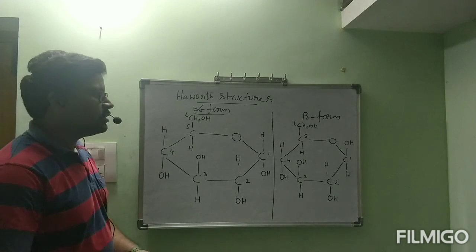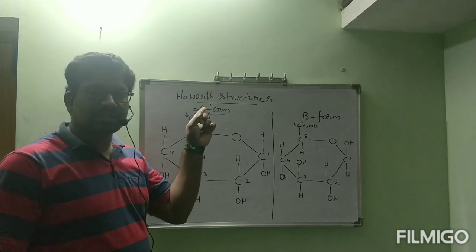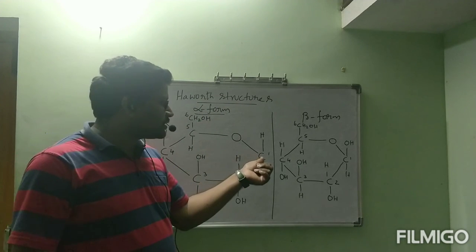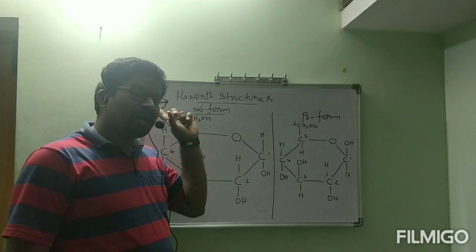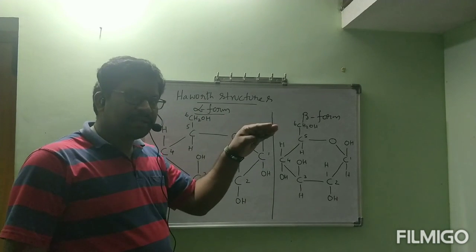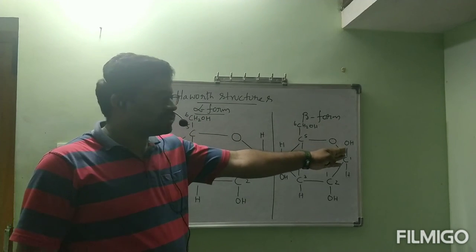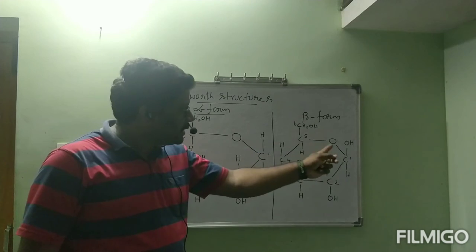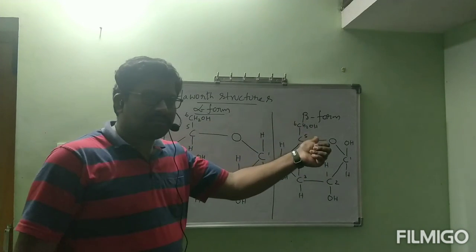Where is the difference here? This is alpha form, this is beta form. These two are coming under Haworth structures. Now on first carbon hydrogen is above and OH is below. Actually in the previous alpha form, OH was on the right side, that's why it came down. Now OH is on the left side, so it will be above. Remaining is the same representation only. There is no change between alpha form and beta form.